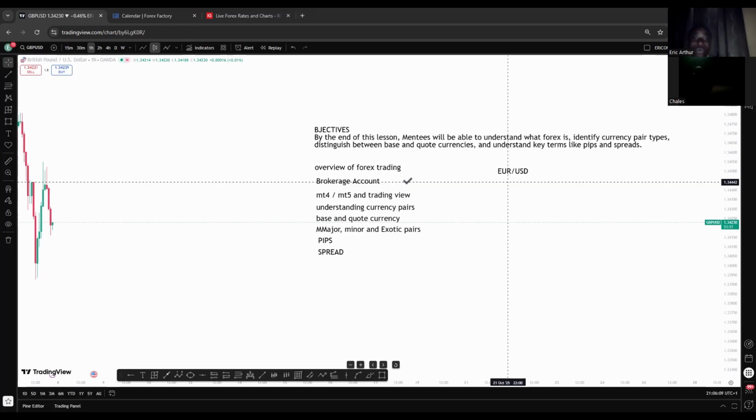So we are going to take it one by one. When they say spread in the financial market, there is always a bid price. Bid price is the highest price a buyer is willing to pay.